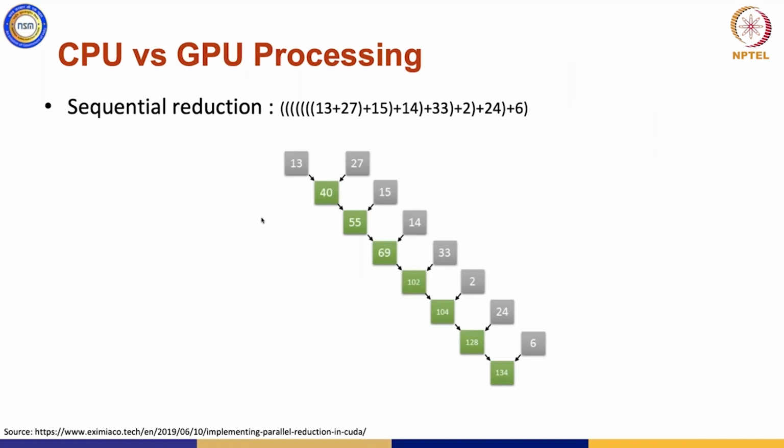Okay, so now let us try to understand a very basic thing which is called sequential reduction. For example, you have to add these numbers together. So how does sequential processing happen for it? You go on adding 13 plus 27, then you get that, and then you add 15 to it, then 14, then 33, 24 and 6. So this is the way in which sequential processing happens. If you see this type of reduction operation, you cannot do anything in parallel, because each step depends on the sum of the previous one, and so on and so forth. So this is basically the way a CPU works for you.